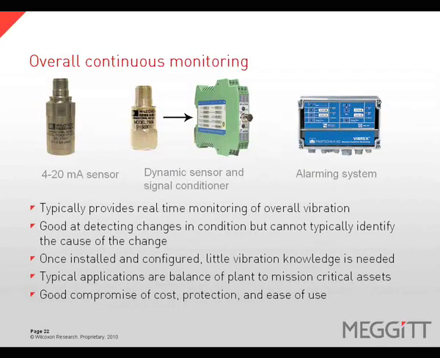Overall continuous monitoring provides real-time monitoring of the overall vibration levels. A common output is a 4 to 20 milliamp signal. This method is very good at detecting changes in condition, however it cannot identify the cause of the change. Once installed, the system can be used effectively with little vibration knowledge. Typical applications are balance of plant to mission-critical assets. This approach is a good compromise of cost, protection, and ease of use.